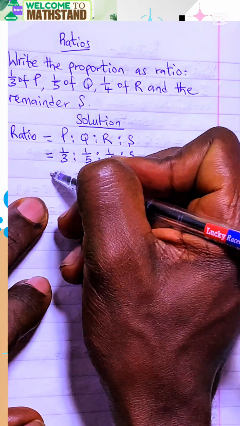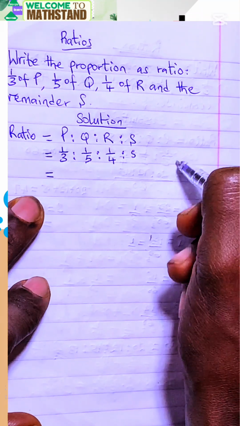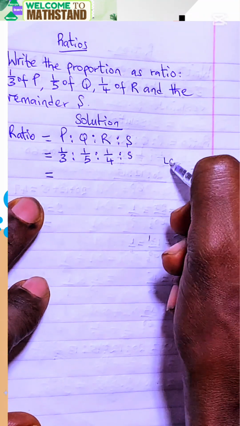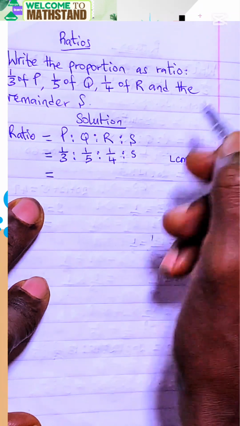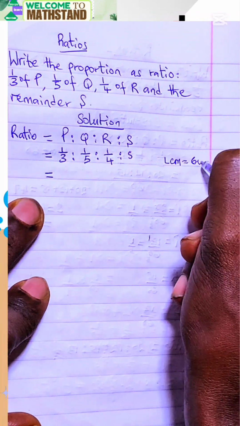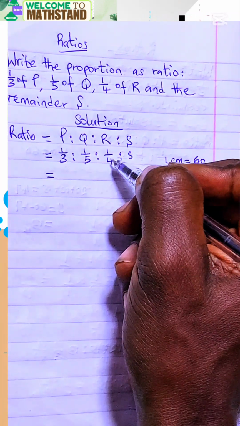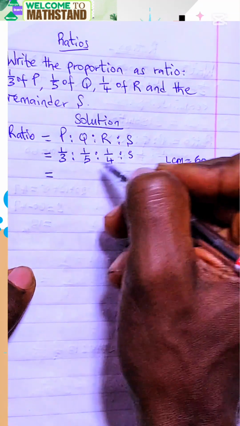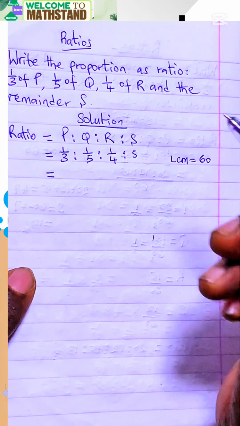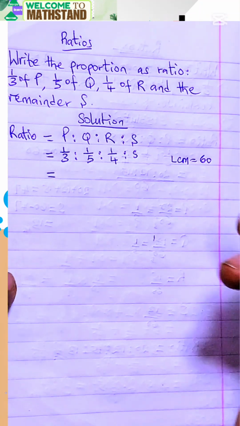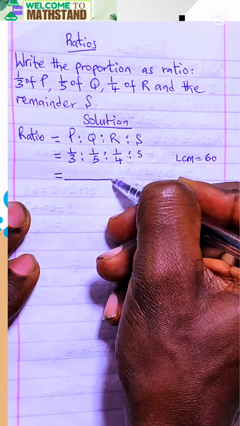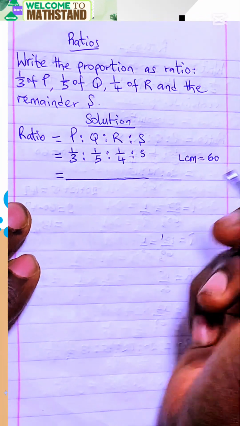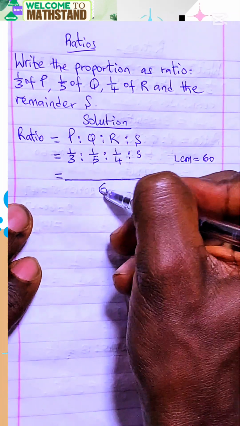The LCM of 3, 5, and 4 is 60. 5 times 4, 20, 20 times 3 is 60. So you can see they don't have anything in common, so you have to multiply the denominators. The LCM is 60.